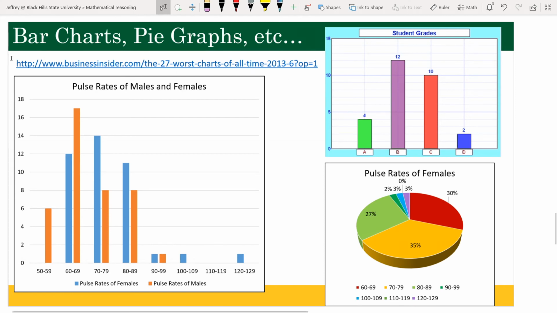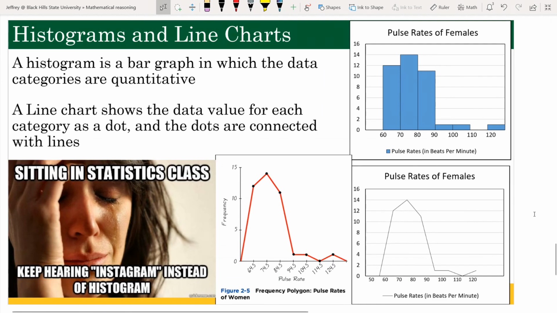I do have a link right here that you can definitely check out. It has a bunch of really bad charts that range from just flat out mistakes to tricks that people use even today in their histograms or bar charts or other types of graphs. A histogram is basically just a graph in which the data categories are quantitative. And what's really important about a histogram is that each of the widths are the exact same distance.